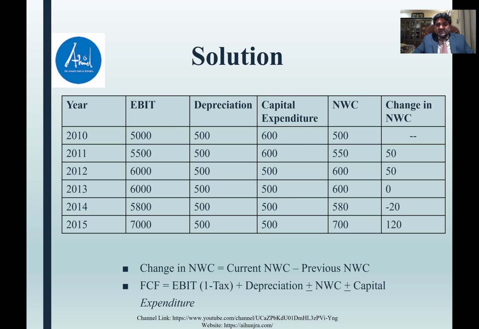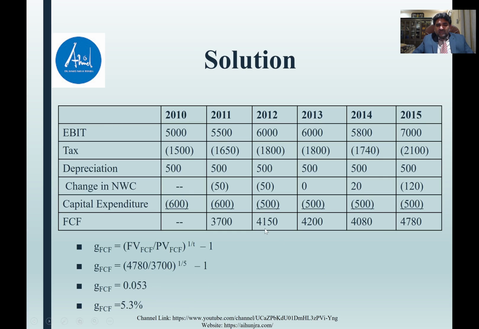Why do we calculate the free cash flows? This is our base year, meaning earlier money is the present value and later money is the future value. So we have the data from 2011 to 2015, 5 years: 1, 2, 3, 4, 5. This is the present value, this is the future value. Present value is always less than the future value.